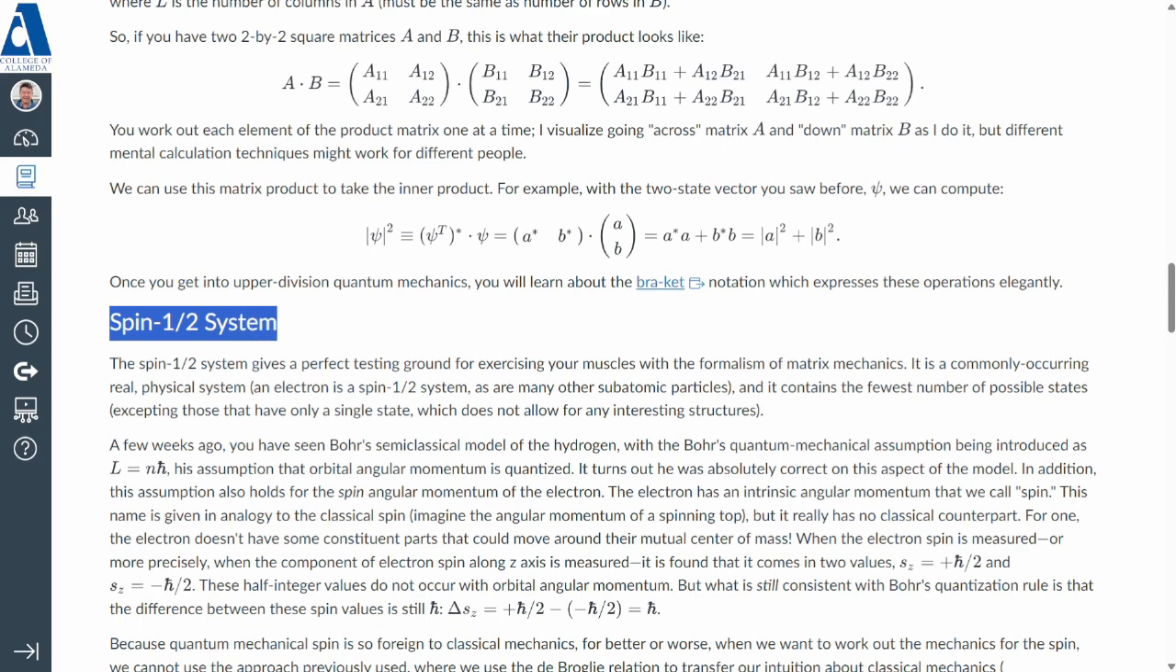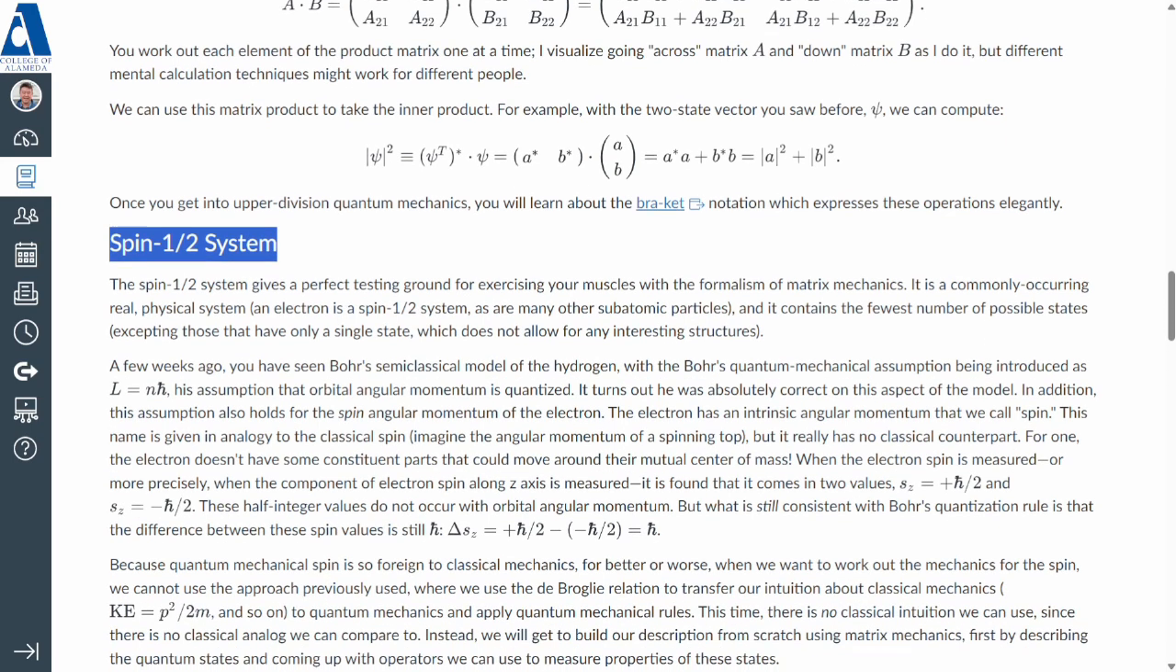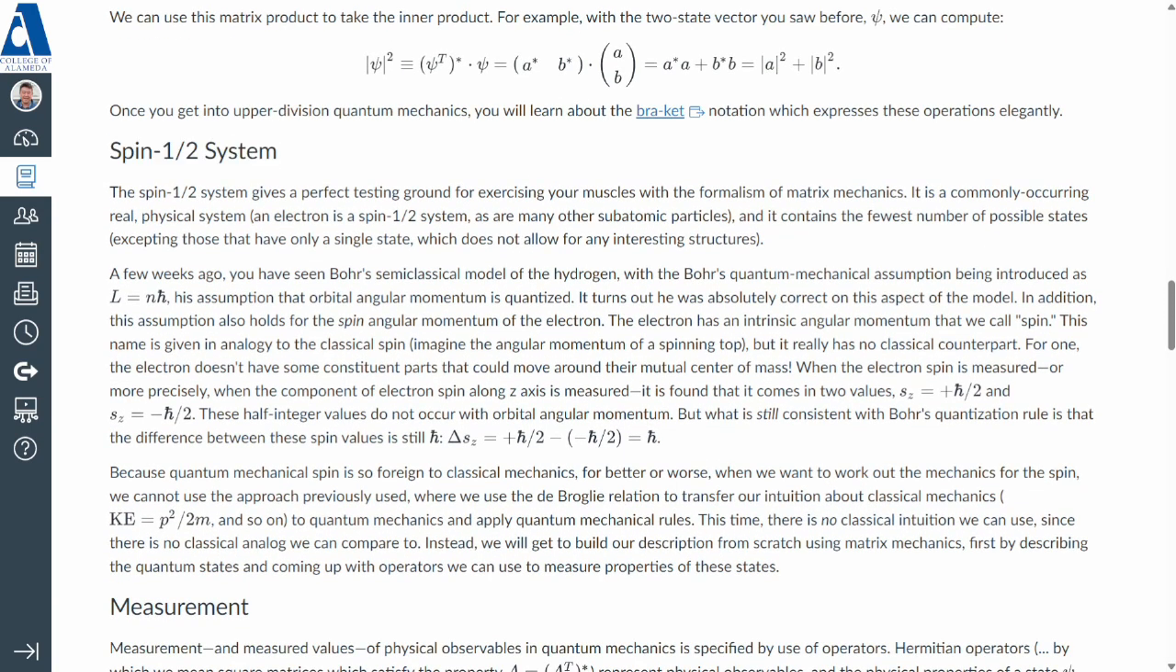Spin 1/2 system. The spin 1/2 system gives a perfect testing ground for exercising your muscles with the formalism of matrix mechanics. It is a commonly occurring, real physical system. An electron is a spin 1/2 system, as are many other subatomic particles. And it contains the fewest number of possible states, excepting those that have only a single state, which does not allow for any interesting structures.